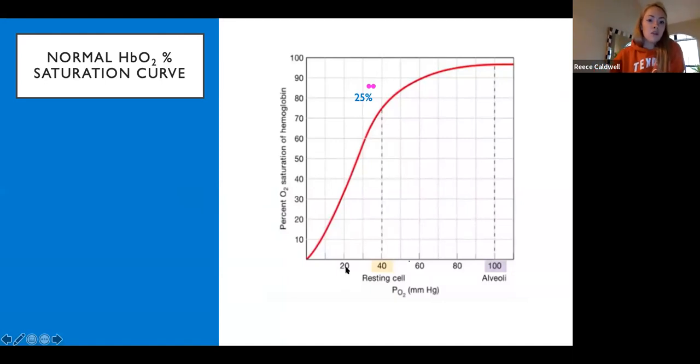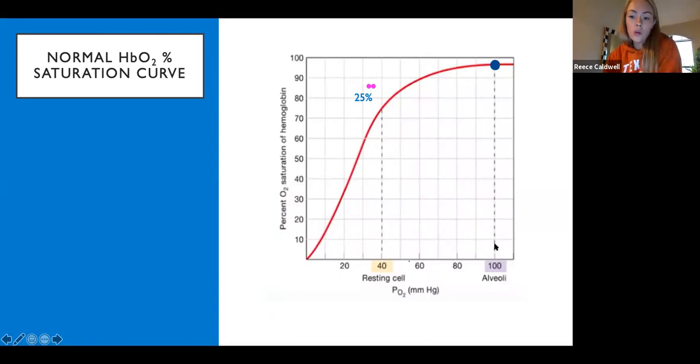So this is our normal hemoglobin oxygen saturation curve. This is probably new to y'all. EKGs were more familiar, things like that, but this is probably brand new to y'all. It was brand new to me. So let's go ahead and work through understanding what we're looking at before we start on the worksheet.